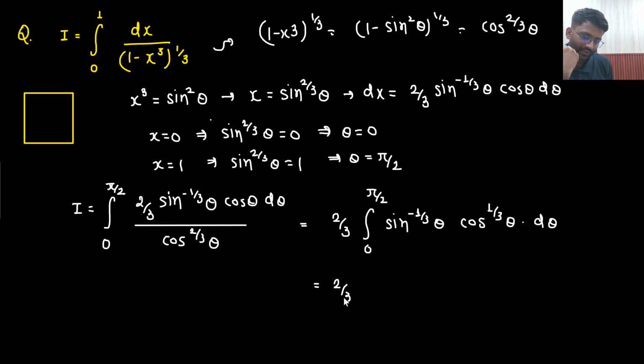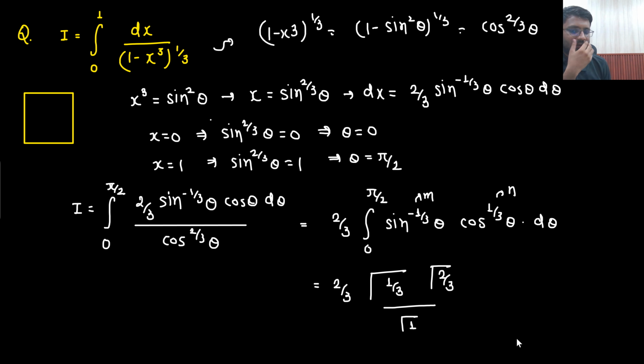Now we need to solve this question, which is pretty simple. What is the answer? m plus 1 by 2. So 2 by 3 divided by m plus 1 by 2. This is the value of m, this is the value of n. So m plus 1 will be 2 by 3 divided by 2, that will be 1 by 3. This is n plus 1 by 2. 1 by 3 plus 1 will be 4 by 3, so this will be 2 by 3, divided by the addition of both of them, which will be 1.